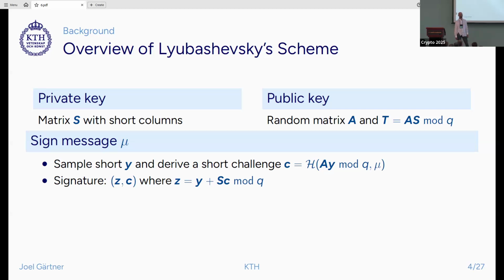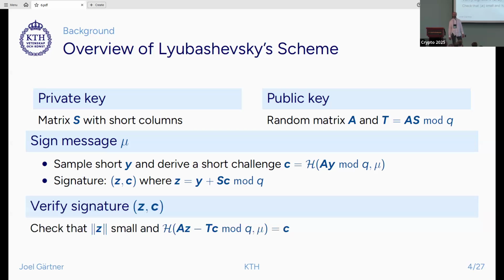A signature is then given by this challenge vector C combined with a vector Z given as Y plus SC modulo Q. As Y is a short vector, S has short columns, and C is a short vector, this Z vector is also, in expectation, a short vector. To verify a signature, you verify that Z actually is a short vector, and you verify that the challenge vector C can be recomputed in the expected way, which is possible because for valid signatures, AZ minus TC is congruent to AY modulo Q.